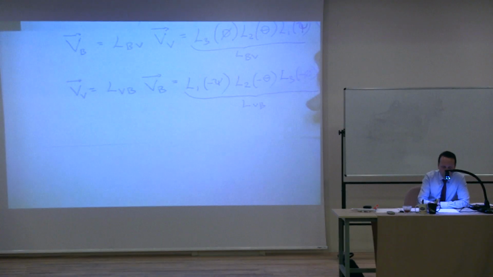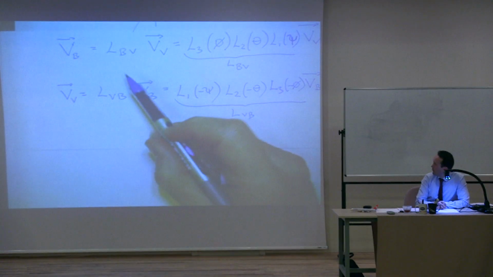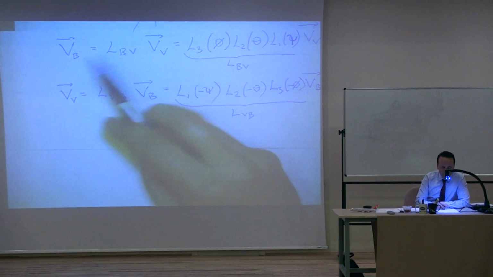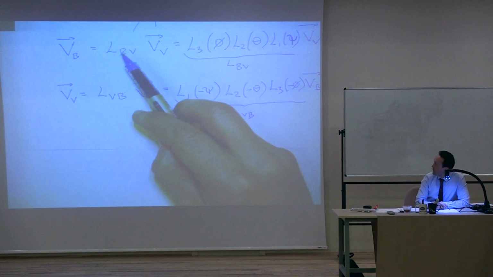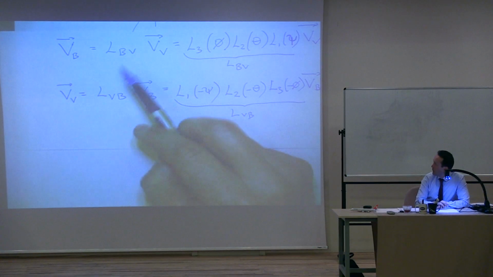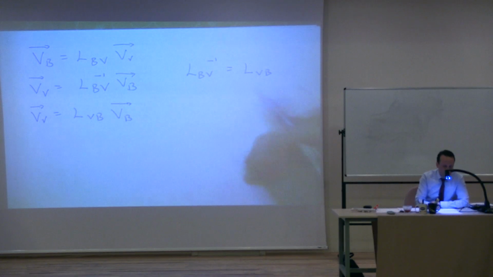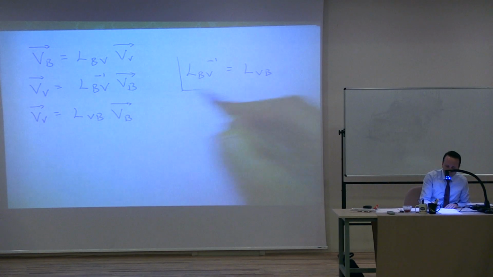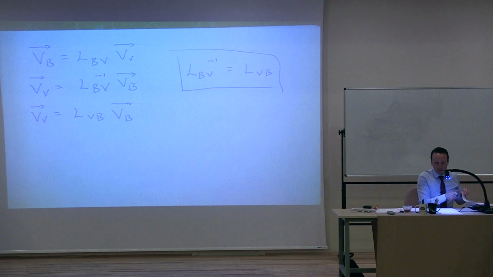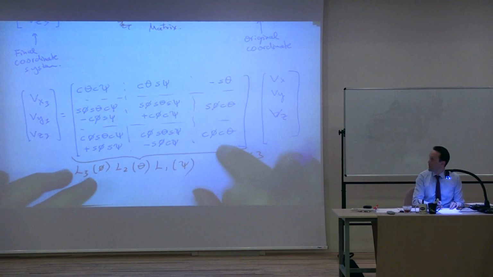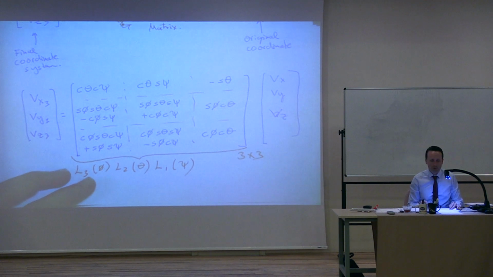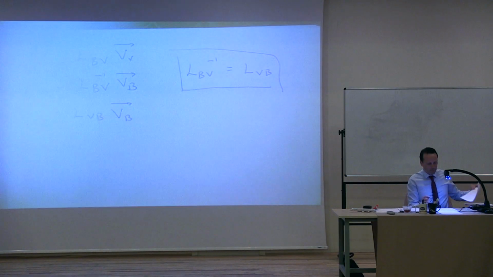I mean, look at this one here. You go from V to B, B to V. All you need to do is take it to the other side. It will become the inverse, right? So it will be this thing. So that means if you would take the inverse of this matrix, you would actually find the transformation matrix that will take you from body to vehicle. Right? You see that?